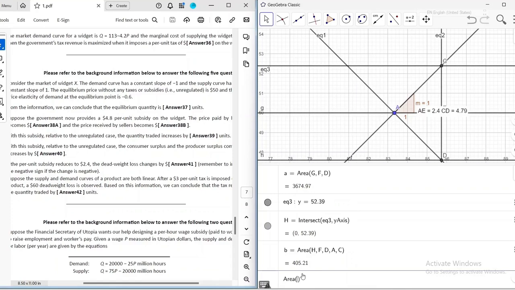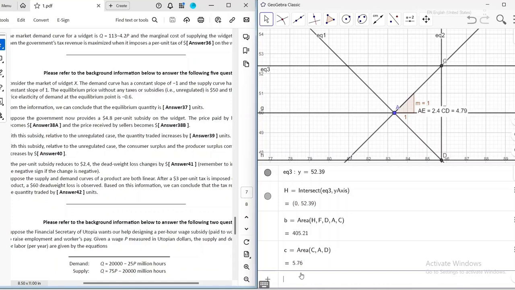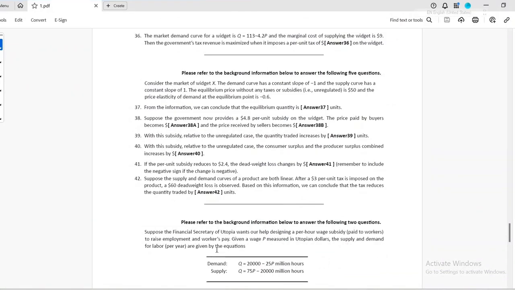Area of CAD, this is 5.76. Before it was 1.43 and now it is 5.76. So there is a change of 4.33 units, right? So the answer is 4.33. You also need to put the negative sign because the change is negative. So the answer is minus 4.32.